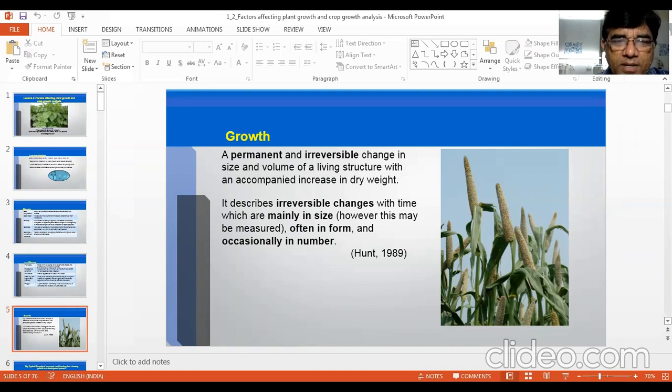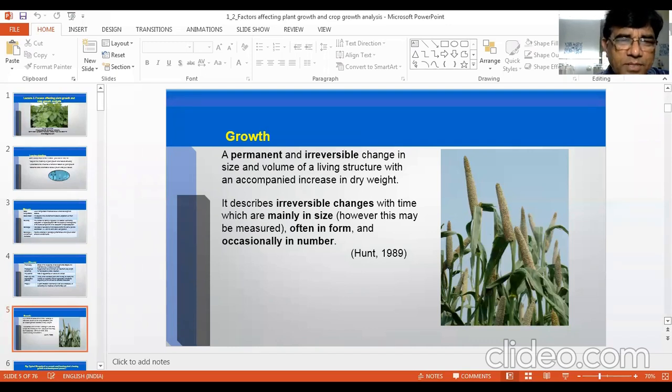One more definition, by Hunt: it describes irreversible changes with time, which are mainly in size. Remember, mainly in size. However, this may be measured in different forms, maybe leaf number, number of tillers, size of the leaf, and so on, and occasionally in number. So that is the meaning of growth.